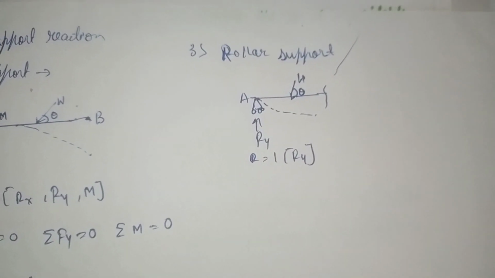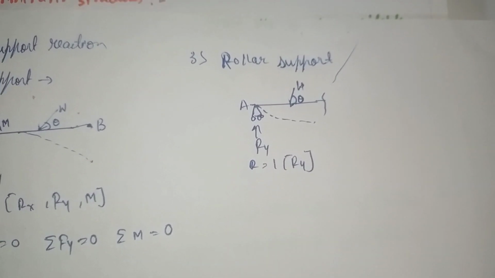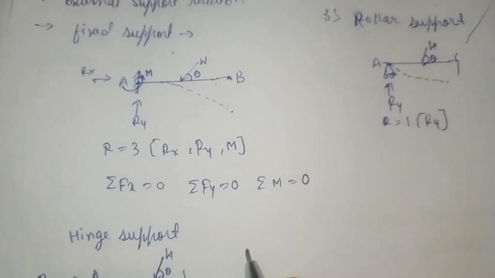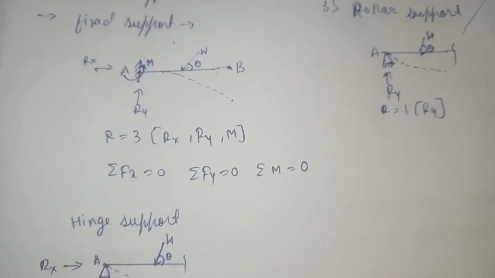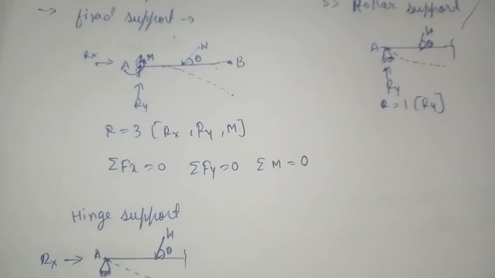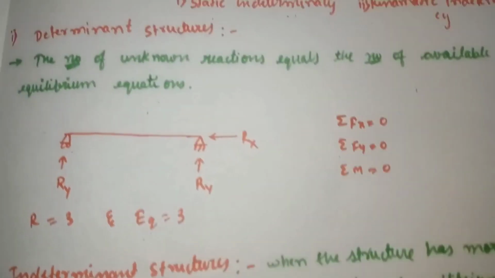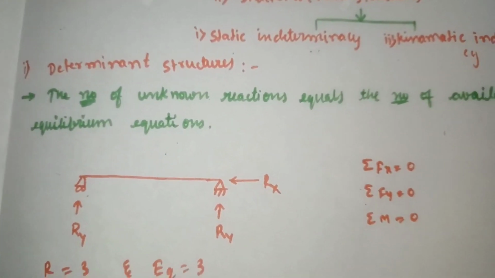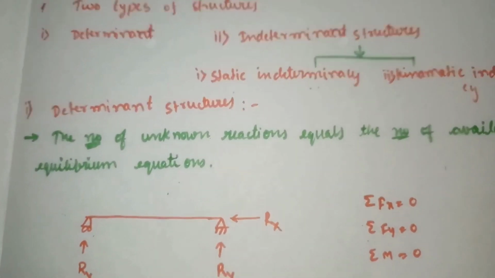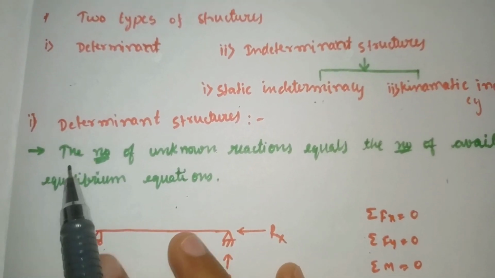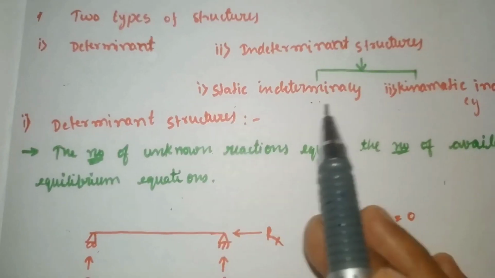So we'll come to our topic, that is indeterminacy. So what I am explaining here will be helpful in our further explanation. We'll move to our topic, that is indeterminacy. So in indeterminacy there are two types, that is static and kinematic.